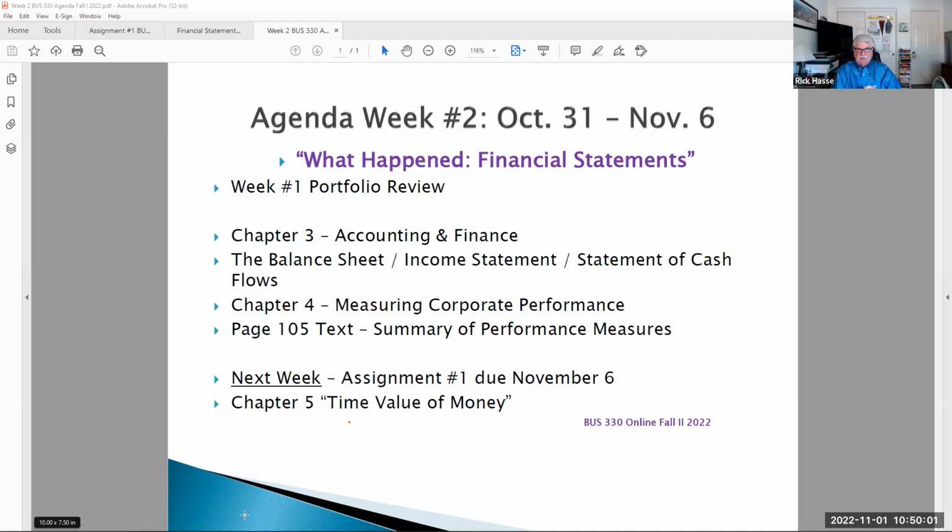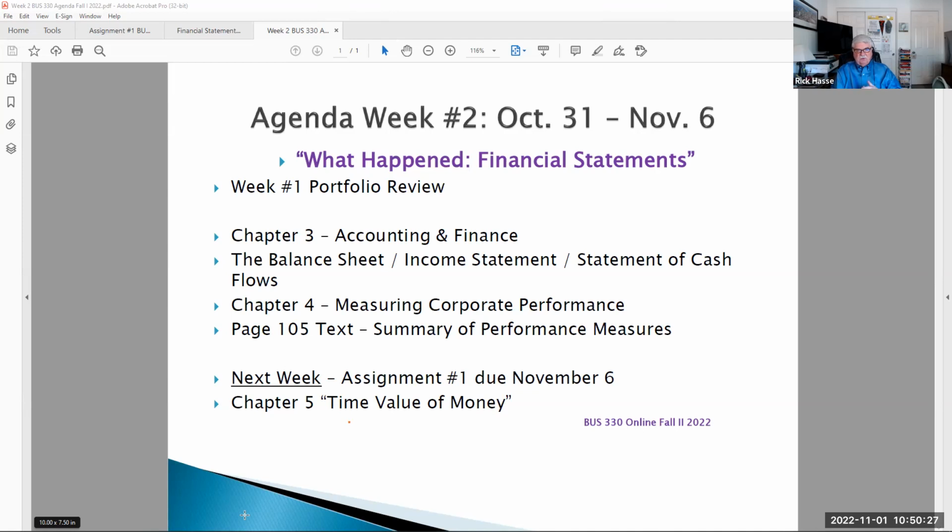Our topic this week is financial statements. Financial statements help the financial manager understand where the company has been and where they are going with their financial performance. Chapter 3 is a review of basically an accounting class. What are the financial statements? The balance sheet, the income statement, and the statement of cash flow. Chapter 4 is financial statement analysis.